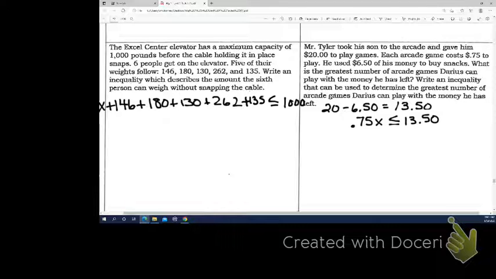So this one would just be divide. And this is going to give us the most games he could play. But it would be okay if, even though it says he could play 18 games or whatever it is, maybe he only stops at 10 games. But he has enough money to play this many games or less.